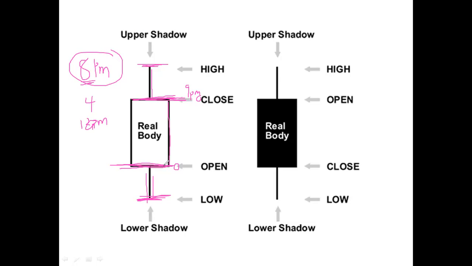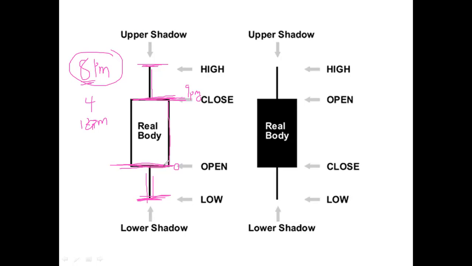If it's a 1 hour time frame, each candle represents 1 hour. If it is a 30 minutes time frame, it means each candle represents 30 minutes. So between 8 to 8:30, one candle. Between 8:30 to 9, second candle. Between 9 to 9:30, third candle. So that will be 30 minutes each.